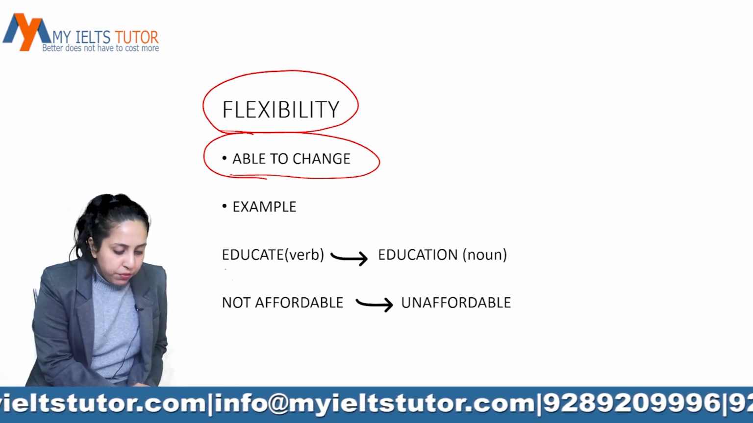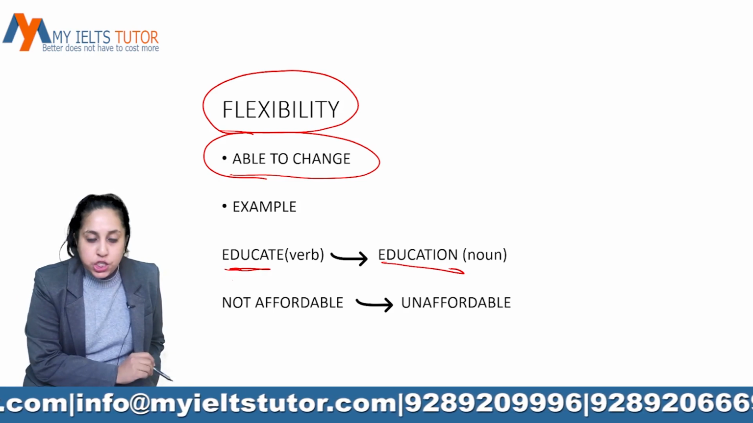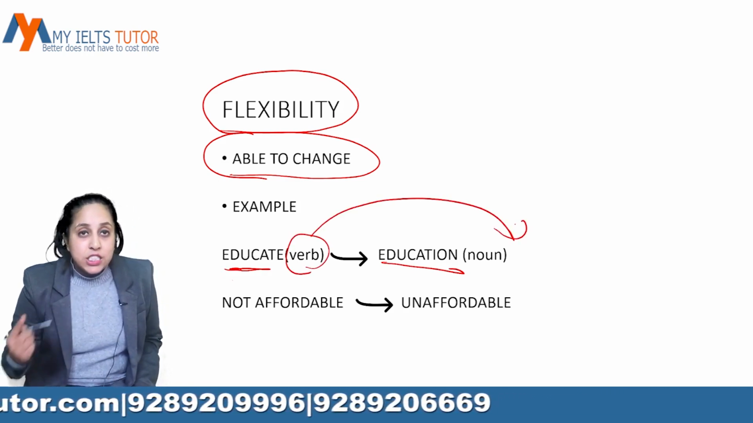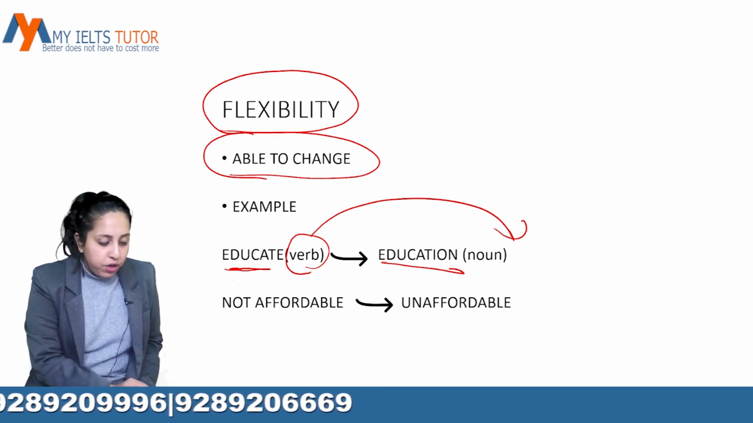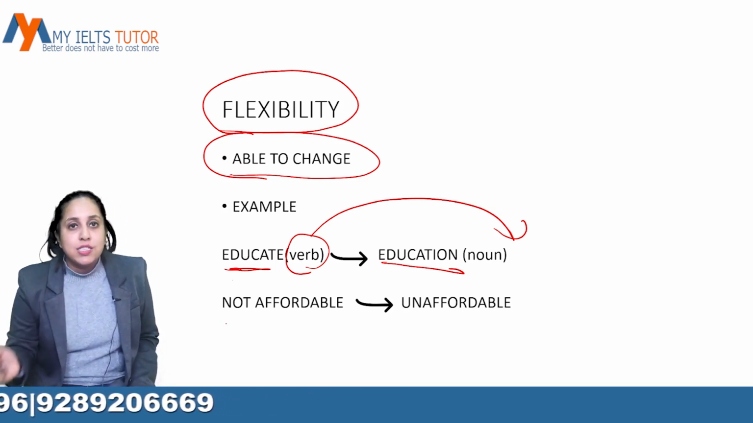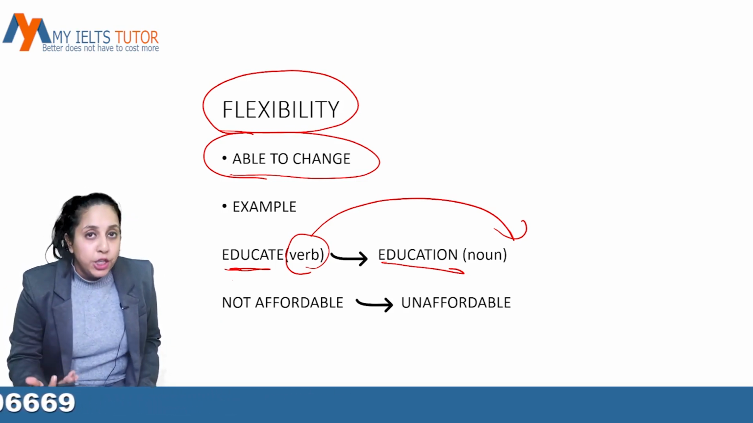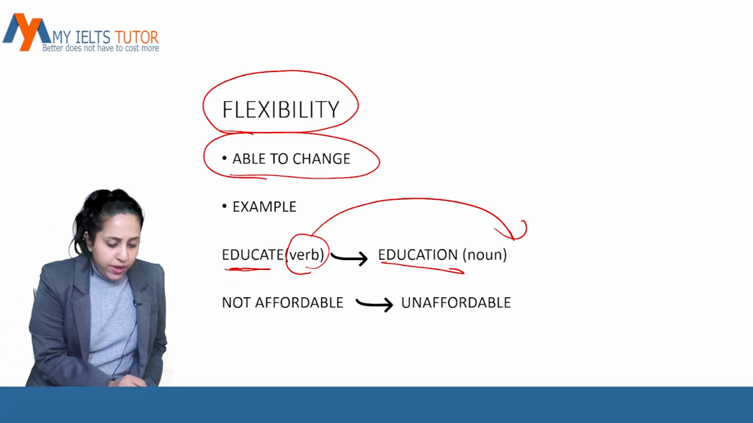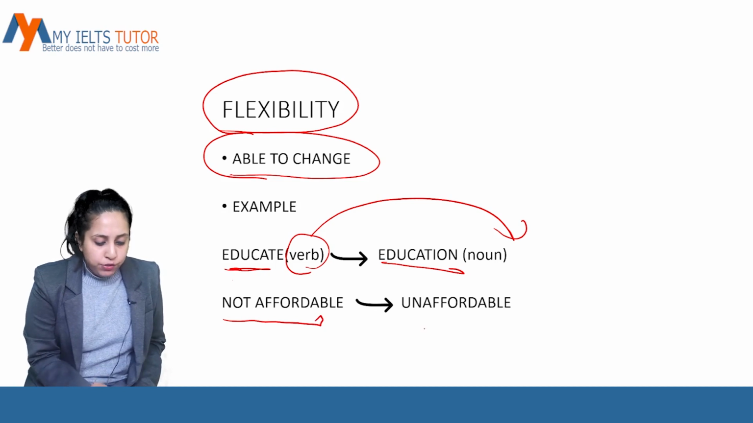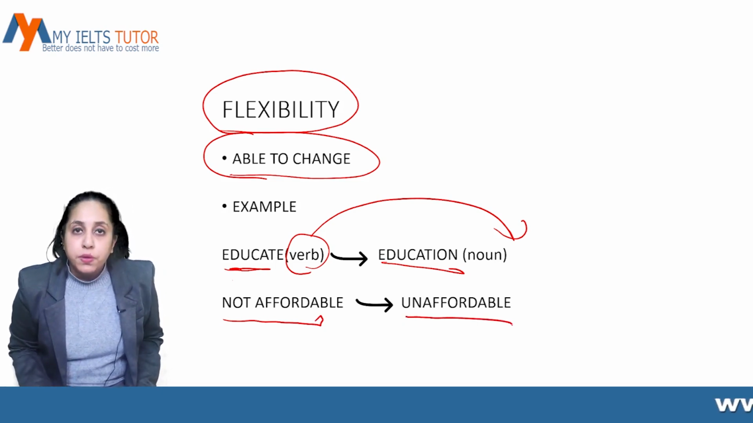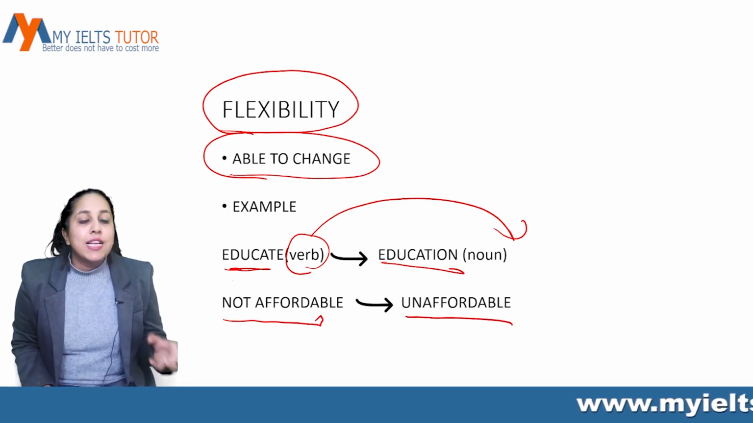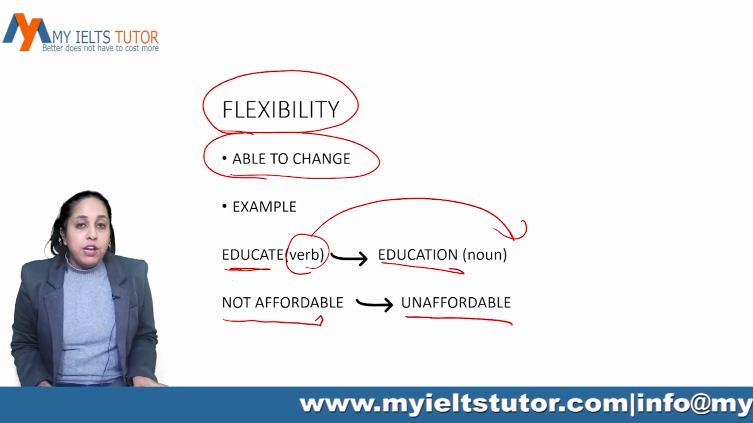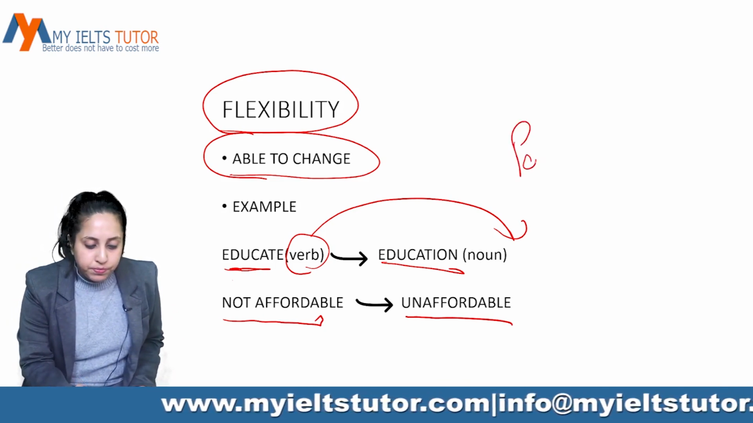If I am changing the word educate to education, it means I am changing from verb to noun, right? This is my flexibility. If I have a word consume, I am changing it to consumption. It means I am flexibly using the language. I am changing the form of the word. Another way, not affordable, I have used in a single way, unaffordable, right? So this is my flexibility in the language, how I am able to change the word, especially while paraphrasing.